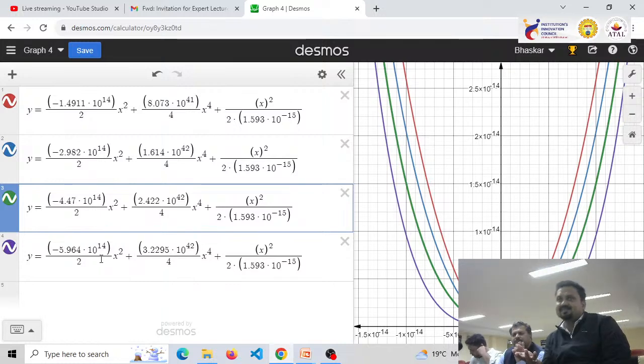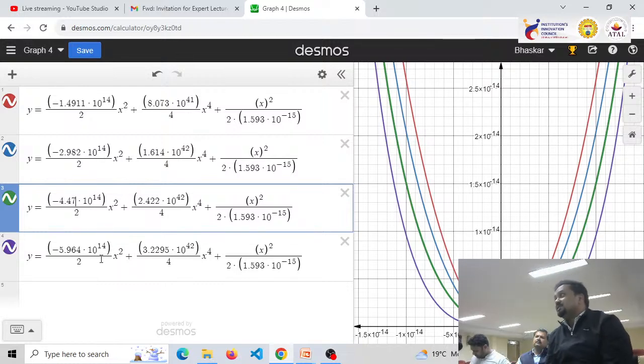Yes, that is as per Kirchhoff's voltage law. The voltage drop across the components equals the voltage applied. So if the voltage applied is Vs, the voltage drop across the ferroelectric is Vf, and the voltage drop across the dielectric is Vd, I can write Vs equals Vf plus Vd.